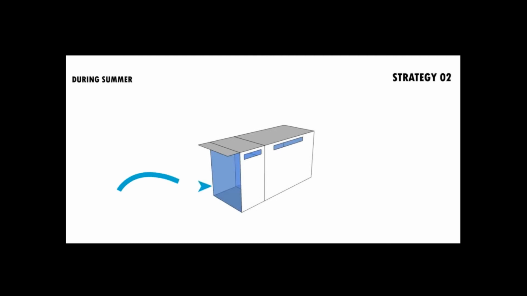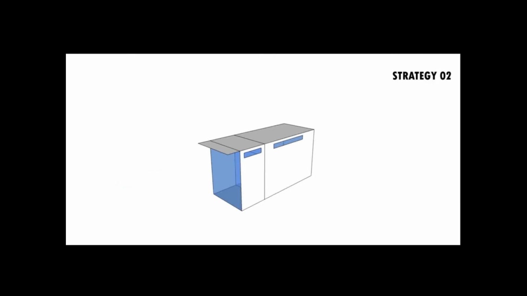Strategy 2, natural ventilation. During summer, the prevailing wind enters through the operable windows and exits through the stacked vents. During winter, the operable windows and the stacked vents are closed in order to prevent heat loss.